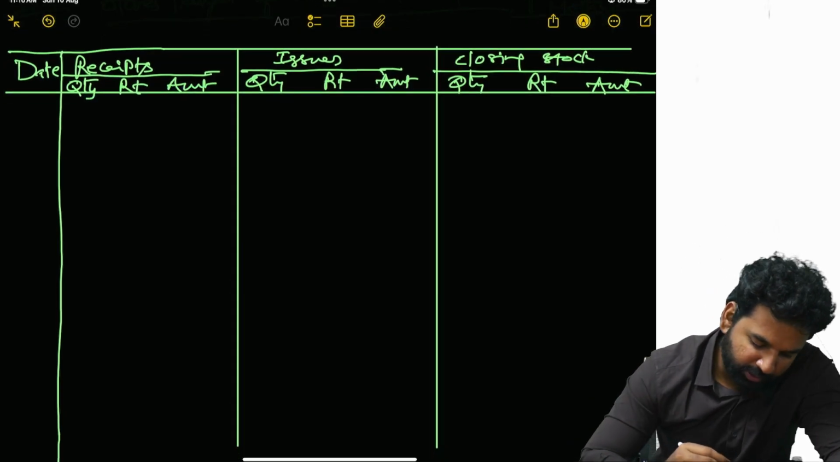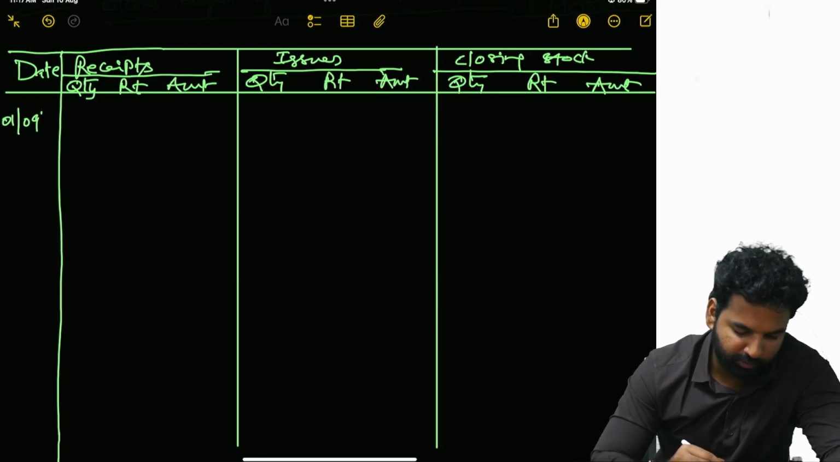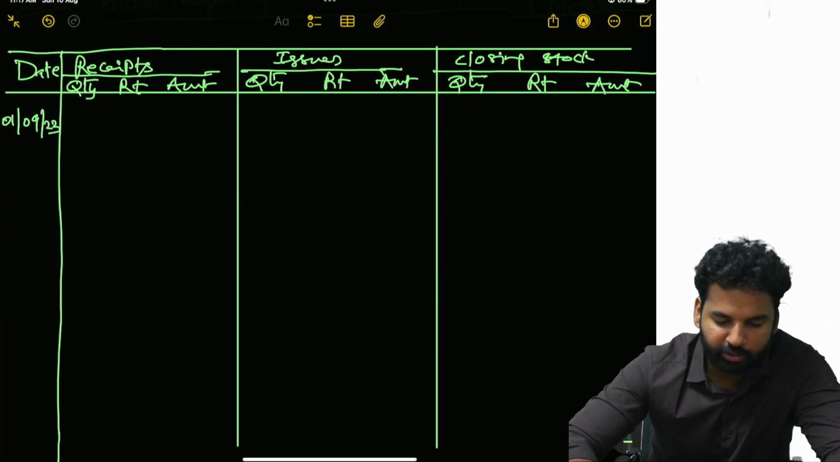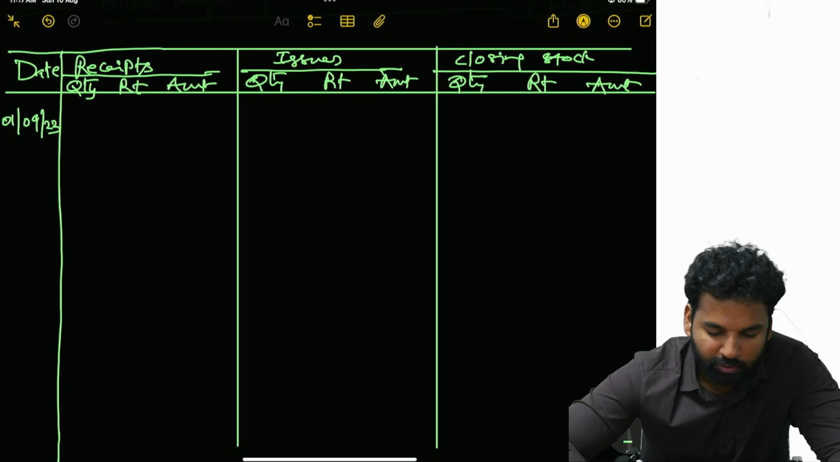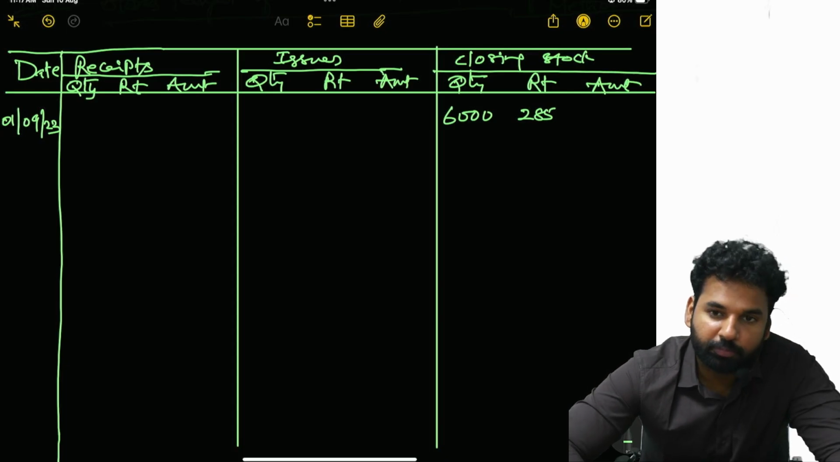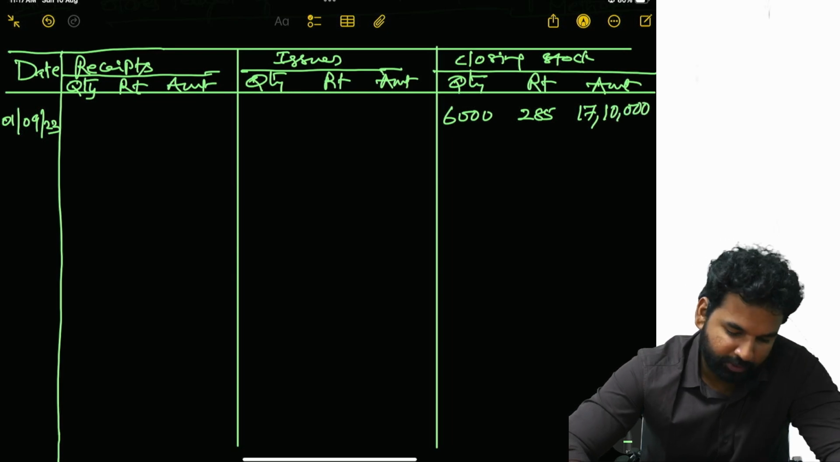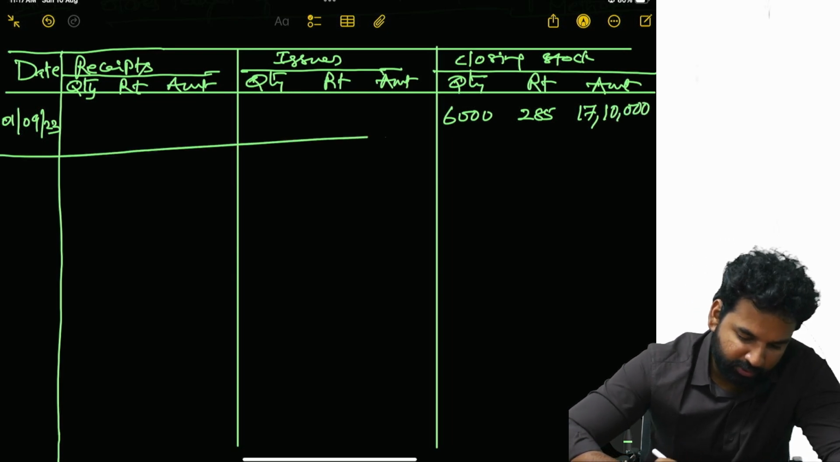So first date is 1st September 23. So what is the quantity in the opening stock? 6,000 units at rupees 285 is the value. Now what is the amount? 17 lakh 10,000 is the amount. Okay, right. So now what happened after that?